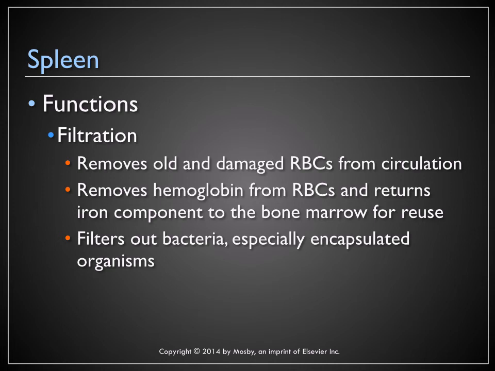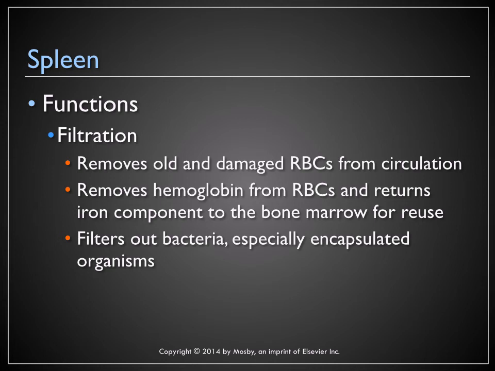The filtration function of the spleen is from the ability to remove old and defective RBCs from the circulation by the mononuclear phagocytic system. So the spleen does filtration. It removes old and damaged RBCs from circulation. It removes hemoglobin from RBCs and returns the iron component to the bone marrow for use. It filters out bacteria, especially encapsulated organisms.